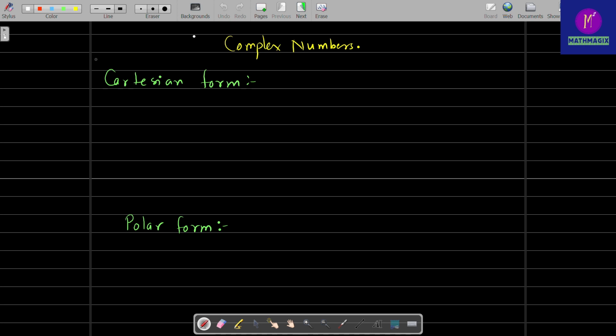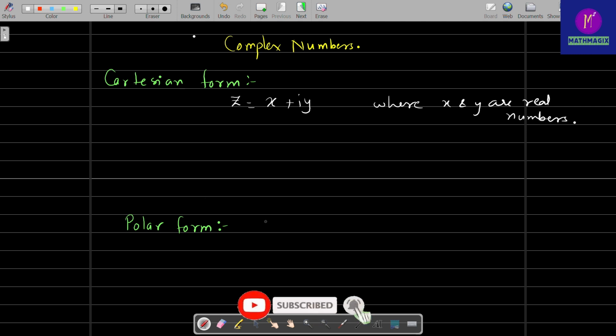Everyone, in this video we will see different forms of complex number. The first form, that is the usual form which we are writing regularly, is Cartesian form of a complex number, which is nothing but z is equal to x plus iy, where x and y are real numbers. Then there is another form which is called a polar form.